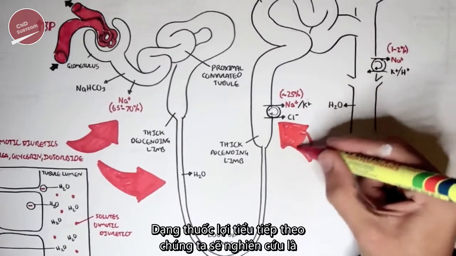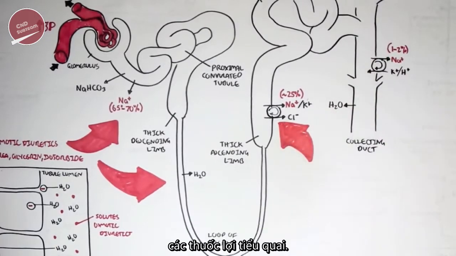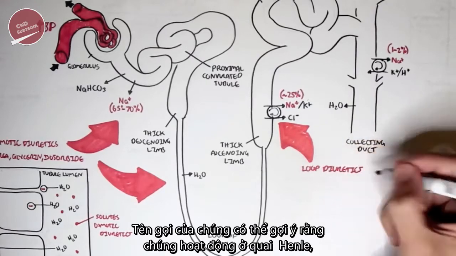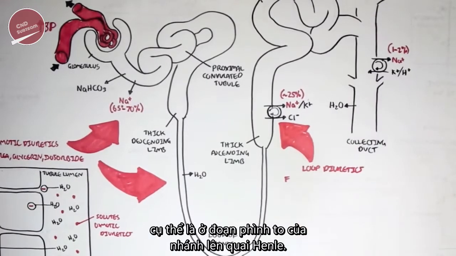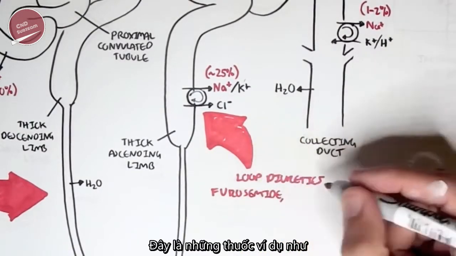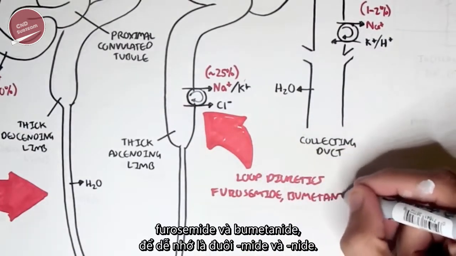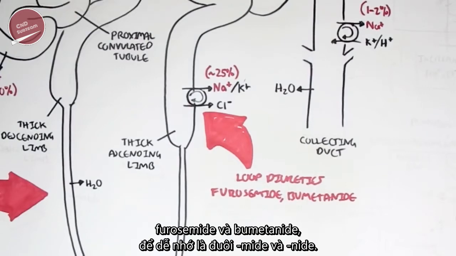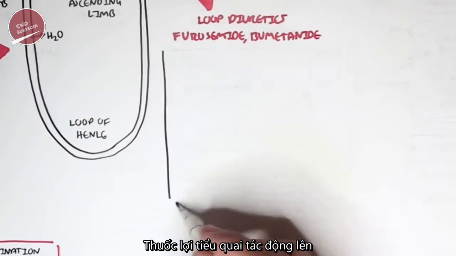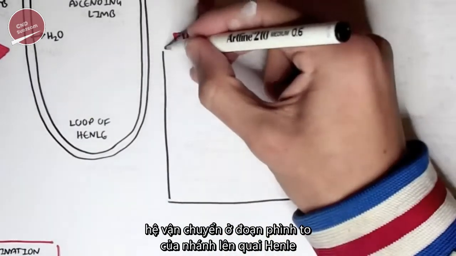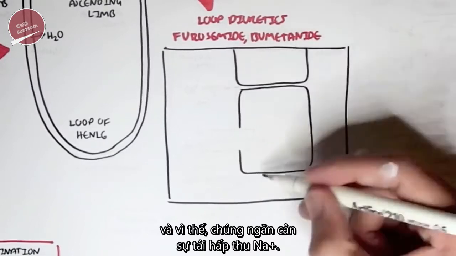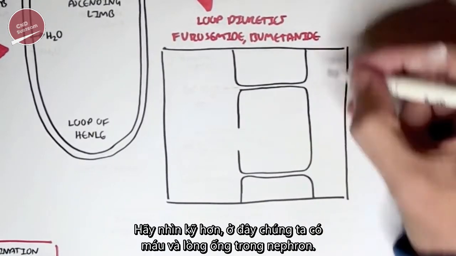The next type of diuretics we will look at are the loop diuretics, and as the name might suggest, they work at the loop of Henle, particularly at the thick ascending limb of the loop of Henle. These are drugs such as furosemide and bumetanide. An easy way to remember is "mide" and "nide". Loop diuretics work on the symporter in the thick ascending limb of the loop of Henle and thus prevent sodium reabsorption. Let's have a closer look.